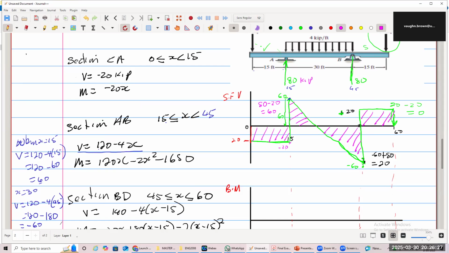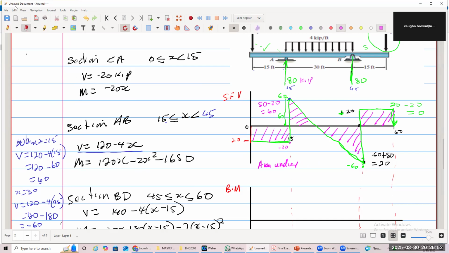Now the principle behind shear force and bending moment is that the area under your shear force diagram gives you the bending moment. So let me write that down. So the area under your shear, let me just write it abbreviated.